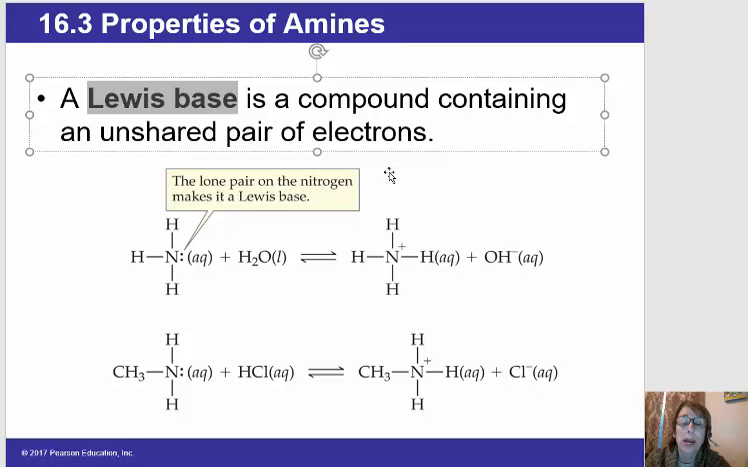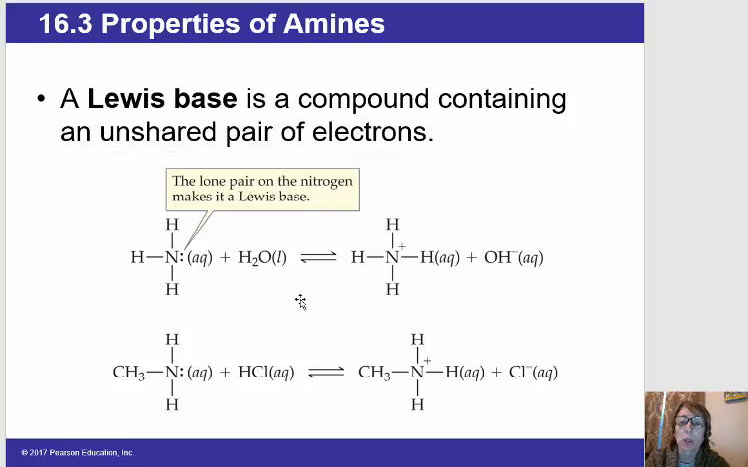So any Bronsted-Lowry base is going to have a lone pair of electrons. So any Bronsted-Lowry base is going to be a Lewis base. And a Lewis base is just considered to be an electron pair donor. And both of the examples here of ammonia and methylamine have the amines acting as Bronsted-Lowry bases in that they accept a proton from each compound.